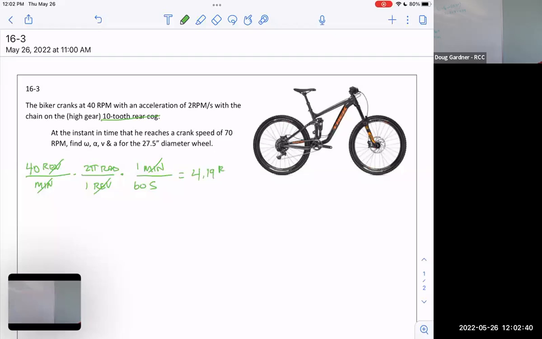4.19 radians per second, which actually is my rotational speed. So that's kind of cool. Now, what is that the rotational speed of? That's the rotational speed of the crank that you're working on. Do you agree with that?